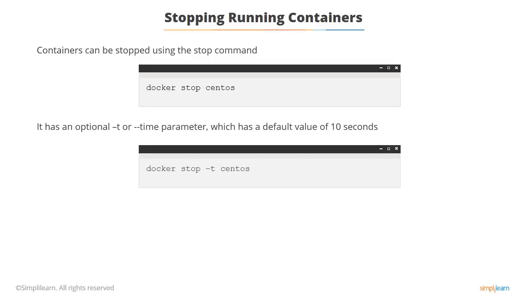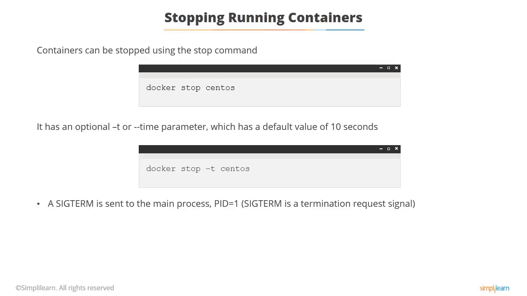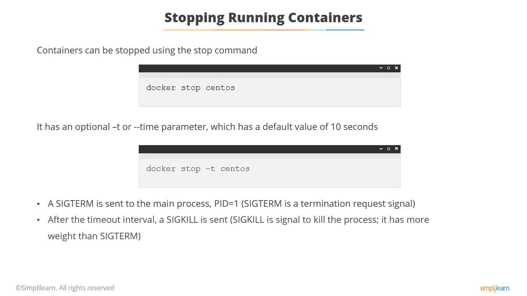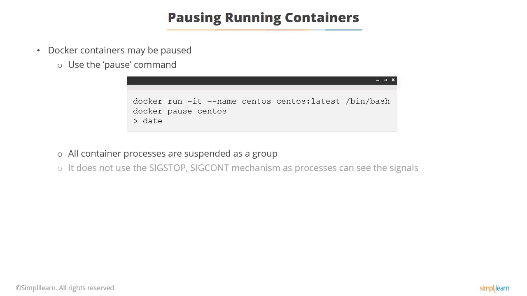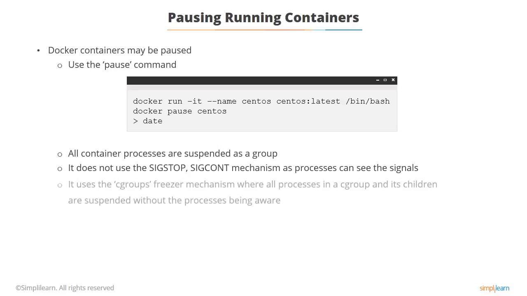You can pause the container as well. That basically puts all of the processes in the container to sleep. It doesn't use the standard Unix SIGTERM mechanism, because of the process failures you might be able to see. It uses a control group freeze mechanism, which means all the processes in the cgroup and its child groups are put to sleep without the processes knowing about it, and then you can resume them if you wish to with the unpause.